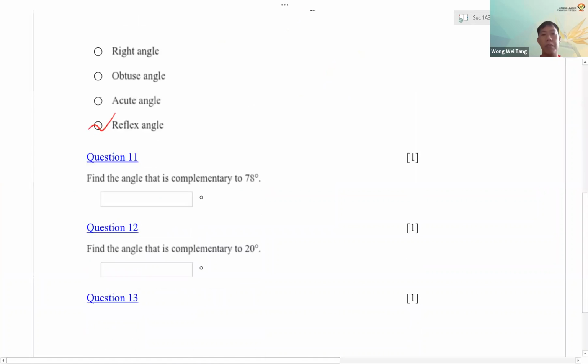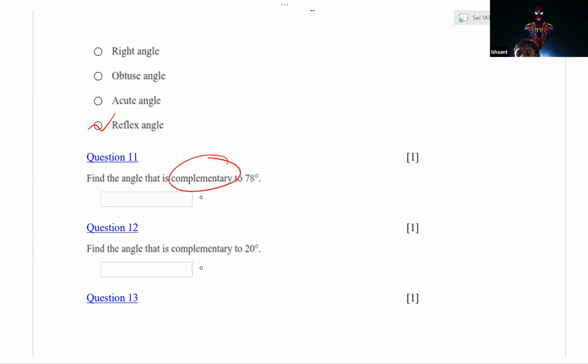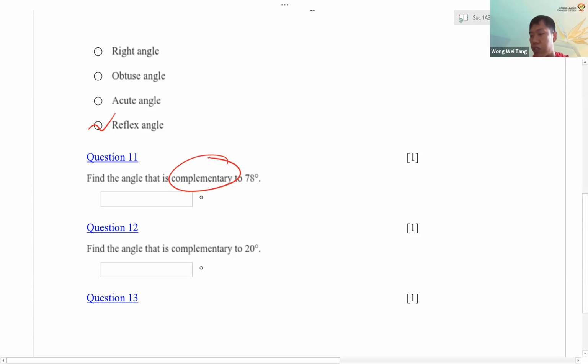Find an angle that's complementary to 78 degrees. What does complementary mean in the first place? Two angles that are complementary will add up to be 90 degrees. Don't confuse it with supplementary. Supplementary will be 2 angles that add up to 180 degrees.